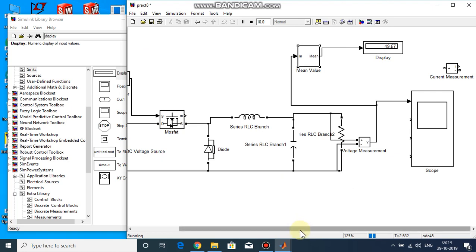Now we'll go back to our scope. What are the parameters that we are interested in right now? We are interested in the current through the inductor. So let's do that.